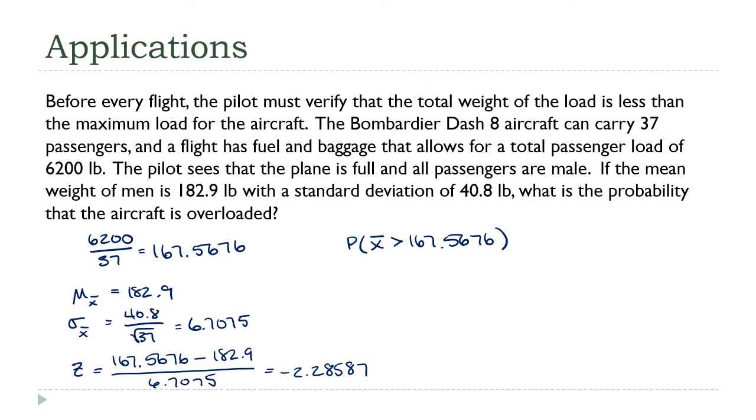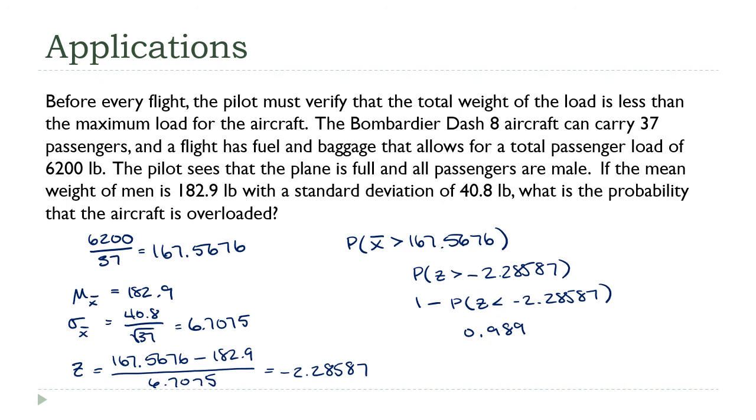This is the same as the probability that z is greater than negative 2.28587, and our tables and most of the software really don't do greater than. So I'm going to treat this as a complement situation. This is 1 minus the probability that z is less than that z-score. And again, you go to your calculator, this is 0.989. There is no way I am getting on that plane. This is the probability that the aircraft is overloaded.